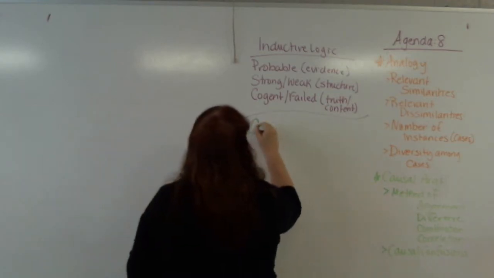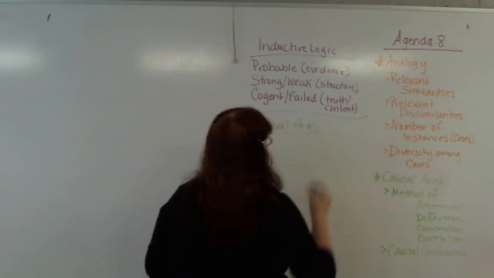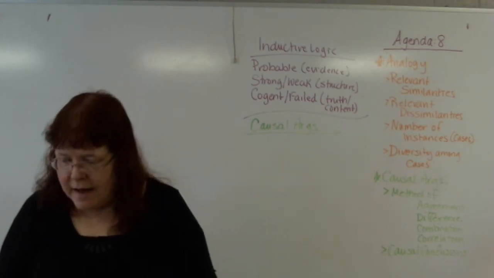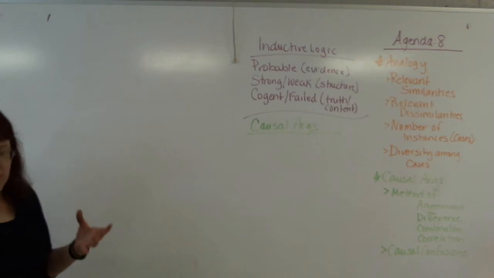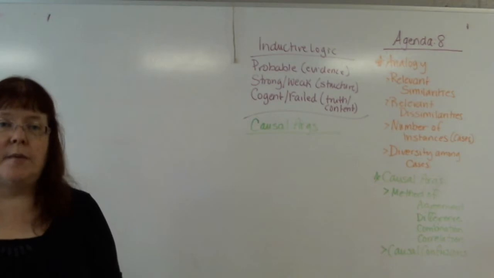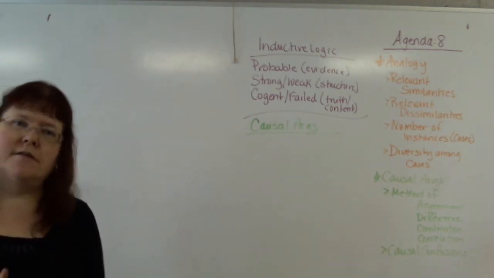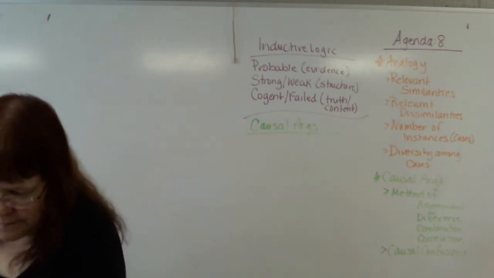Causal arguments. Causal arguments are hard. Not hard to evaluate, but hard to be true, okay? It's very difficult to show that one thing actually causes another. A causal argument has a causal claim, which is just a statement about the cause of something. And when we try to prove or support a causal claim, we make a causal argument. That's what the last part of this chapter is about. It starts on page 289.